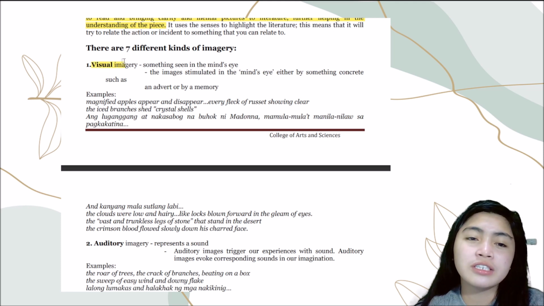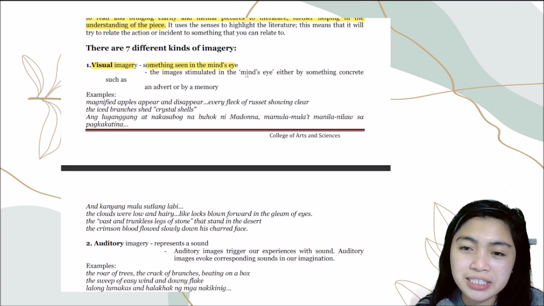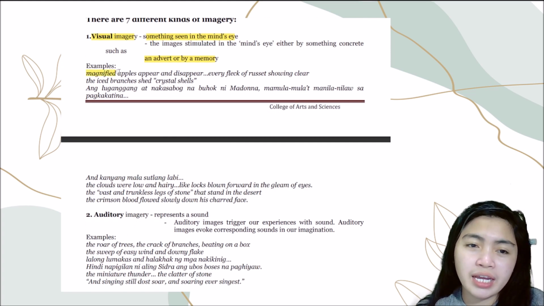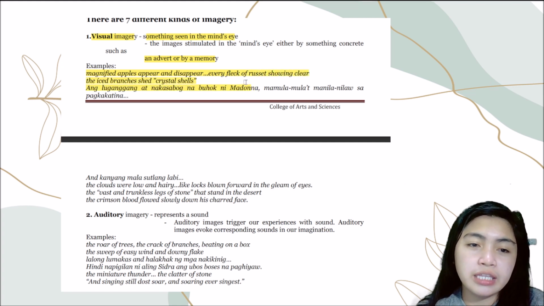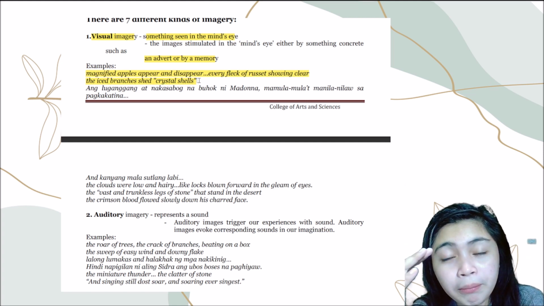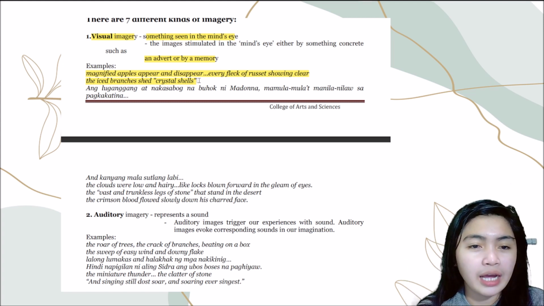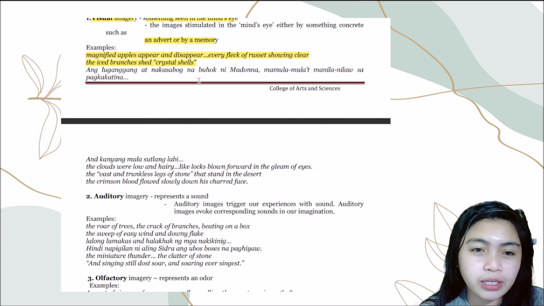We have visual. So, this is something that is seen in the mind's eye. So, the image stimulated in the mind's eye is either by something concrete such as an advert or by memory. So, for example, magnified apples appear and disappear, every fleck of frosted showing clear, the ice branches shed crystal shells. So, as you can see, when you read it, there's that mind's eye, or you are given a mental picture of the apple or the iced branches. So, nagsished siya ng crystal shells. Mga ganyan.